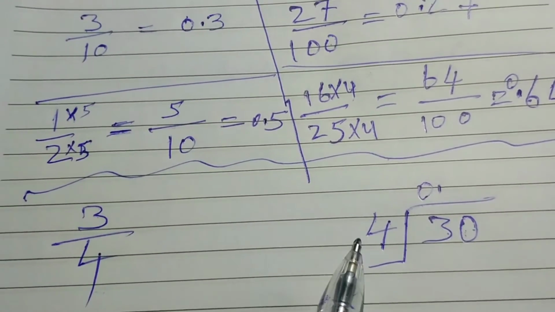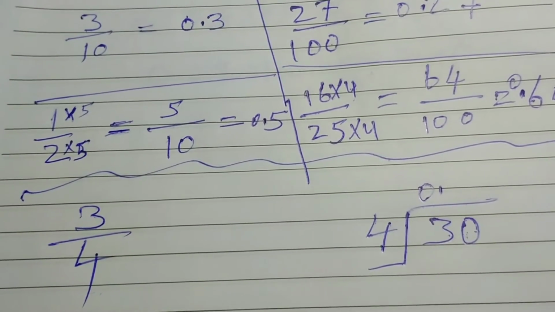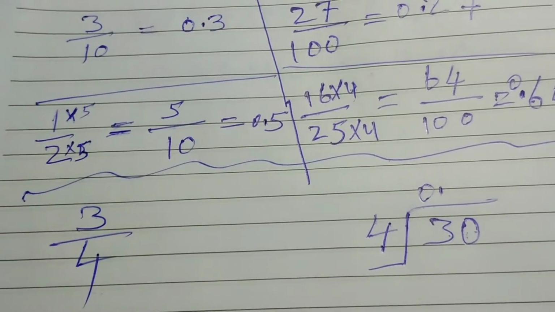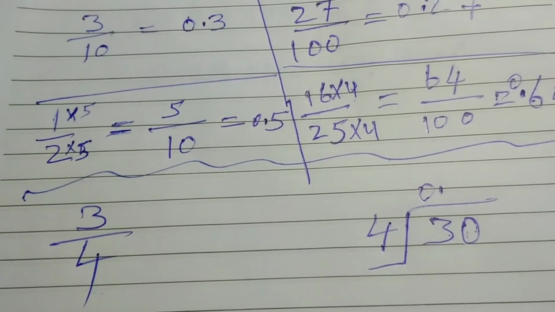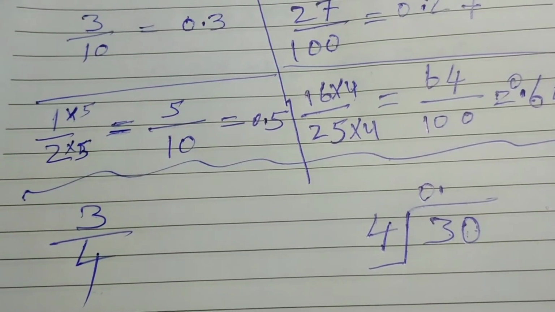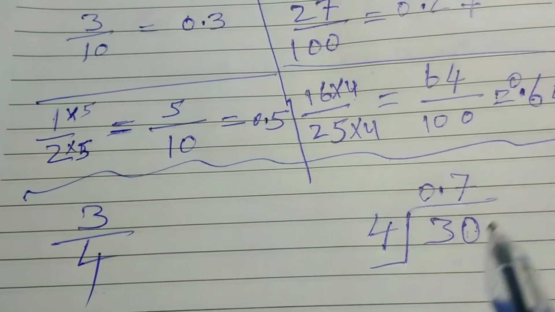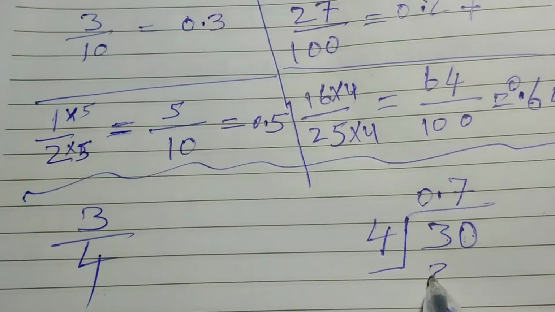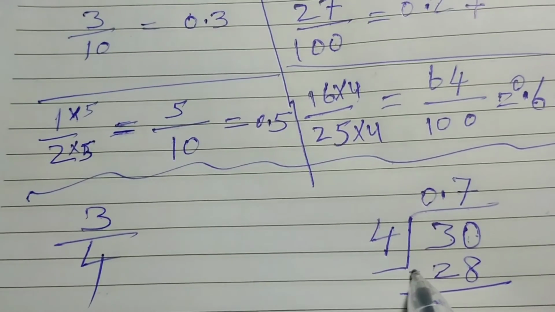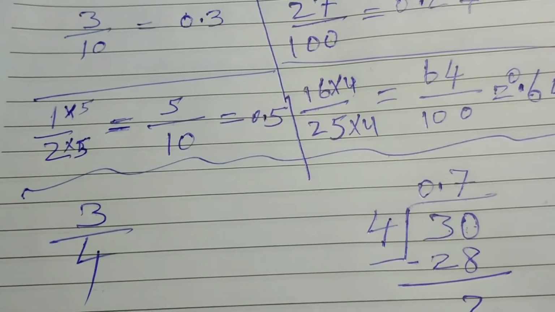So now 4 times what equals 30? We will read the table of 4: 4 times 1 is 4, 4 times 2 is 8, 4 times 3 is 12, 4 times 4 is 16, 4 times 5 is 20, 4 times 6 is 24, 4 times 7 is 28, 4 times 8 is 32. 32 is big. So 4 times 7 equals 28. So 30 minus 28 equals 2.